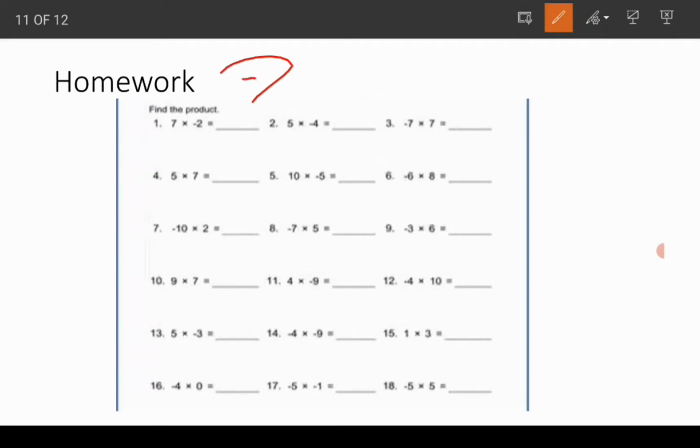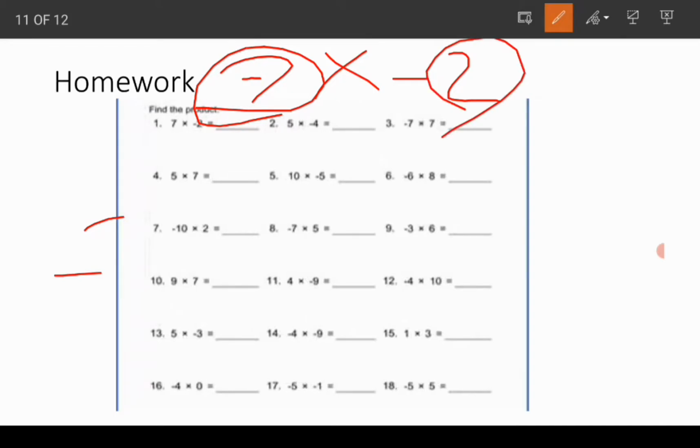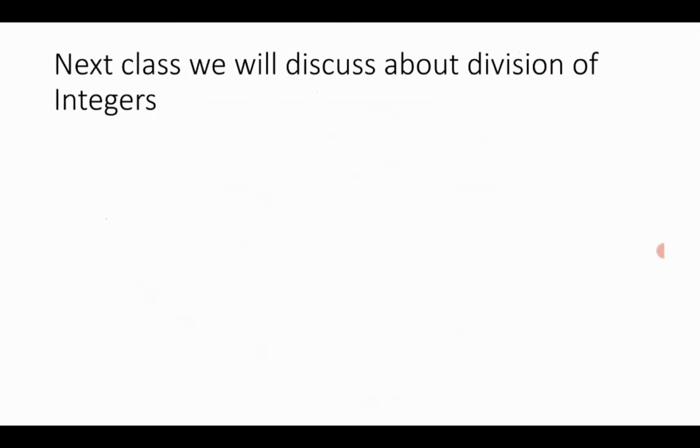So now let us start. 7 into minus 2. Plus 7 or 7 is the same. So now forget all the signs. Now multiply only the digits. 7 into 2 is what? 14. Will the answer be plus 14 or minus 14? Plus into minus. Now multiply the signs. Plus into minus gives you what? Minus. So the answer will become minus 14. How many of you understood? Keep thumbs up with a timestamp. Okay, this is the homework.